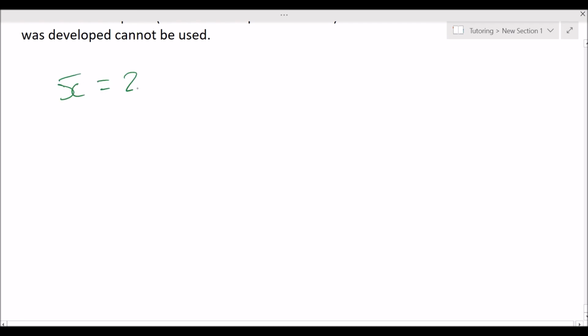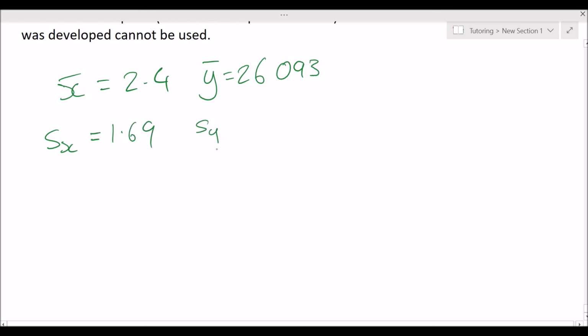Our mean of x is 2.4. Our mean of y is 26,093. Our standard deviation of x, my bad, is 1.69. And our standard deviation of y is 19,216. And the correlation coefficient is negative 0.91. So that's the information I'm giving you.